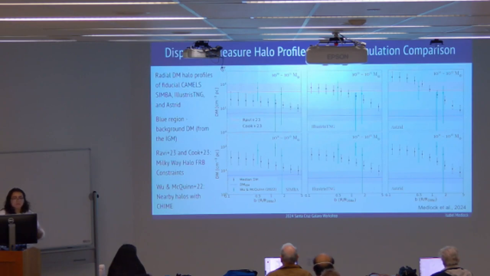And there have been some preliminary observations, such as the Connor and Ravi 2023 papers that measured the Milky Way dispersion measure of halos, as well as the Wu and McQuinn paper in 2022, which used a sample of FRBs to look at nearby halos, CGM, or dispersion measure.